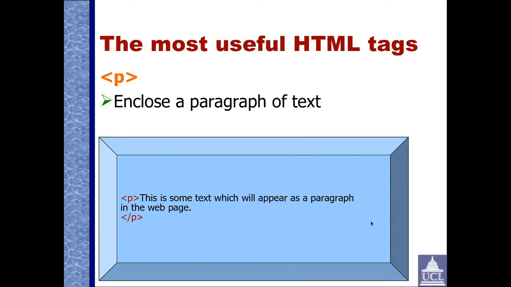P is used to enclose a paragraph of text. So if we're going to stick with the XHTML type of standard, then we must make sure that every opening paragraph tag is matched by a closing paragraph tag.